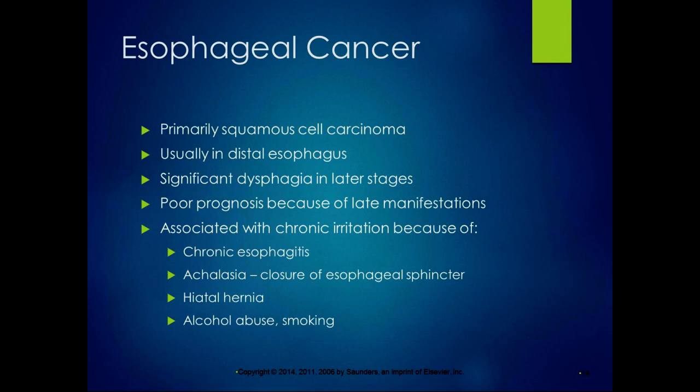So esophageal cancer can be associated with chronic irritation because of either chronic inflammation of the esophagus, the closure of the esophageal sphincter, I'm not even going to try to pronounce that word, I'll just tell you that right now, or hiatal hernia, which we'll talk about. And alcohol abuse or smoking can also cause chronic inflammation and irritation of the esophagus, and it can result in esophageal cancer. So you can end up like that guy who wasn't able to swallow and just had to rinse his mouth out with water.